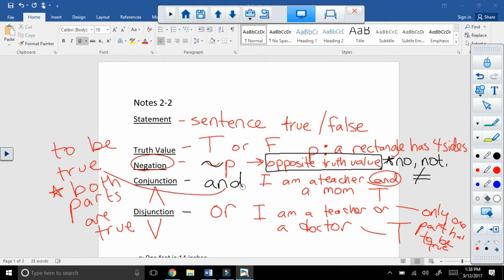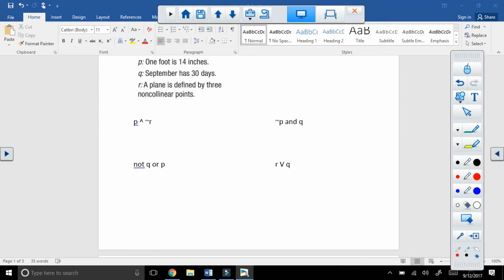Okay, let's do some examples. This is the way that these examples will look in your book. They will give you some general statements like this, and then ask you about the truth value of some different things. So what I always like to do first is go through and tell if these statements up here are true or false.